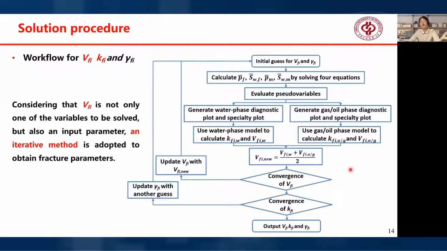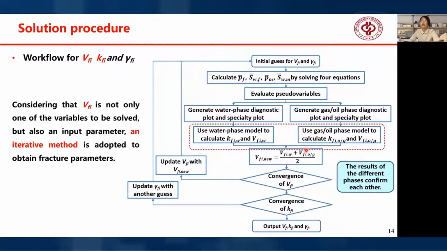This is the whole workflow for VFI and KFI. At first, we give an initial guess for VFI, and then we calculate the 4 parameters by solving material equations. And then we can evaluate the pseudo variables. Then we can get the diagnostic plot and the specialty plot in different phases, and can calculate the VFI and KFI. And then we can get the new VFI. If VFI and the KFI converge, we can get the fracture properties. If not, we update the 2 parameters and go back to the first step. And thus we can get the true KFI and VFI.